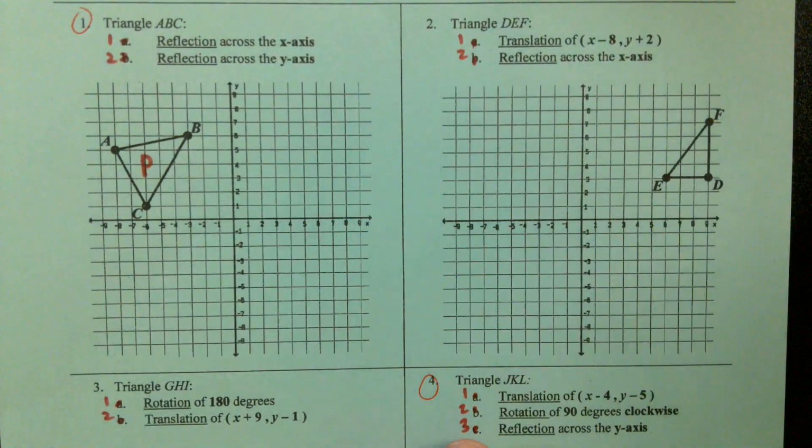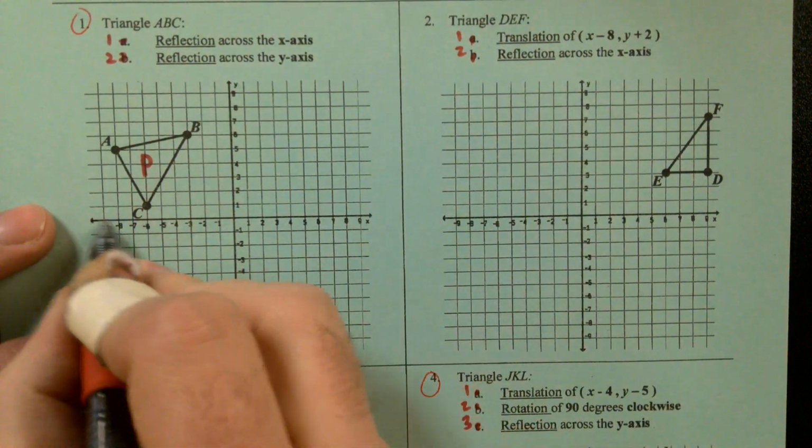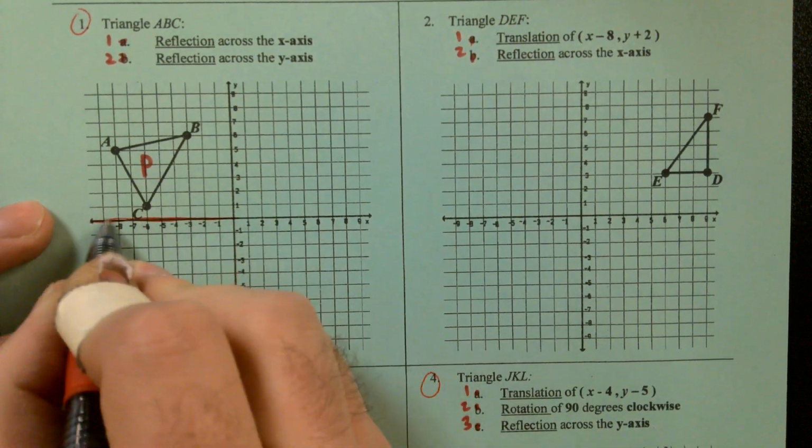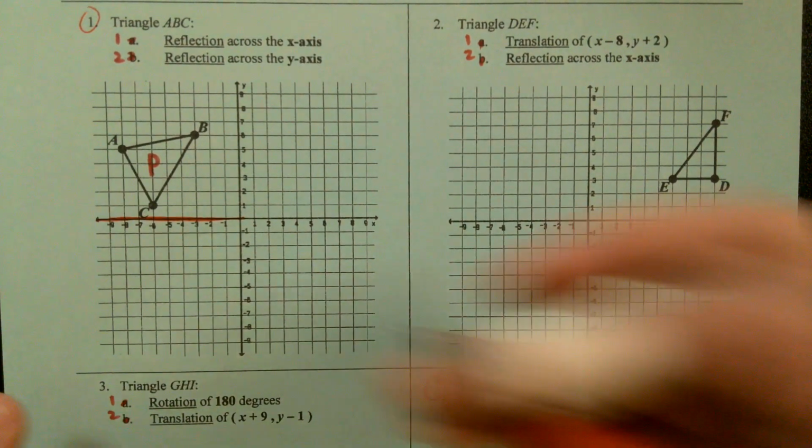One, we got triangle ABC. We're going to reflect it across the x-axis. Here's my x-axis. Okay, so I'm just going to reflect it down.